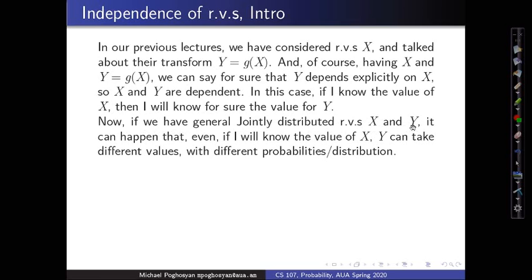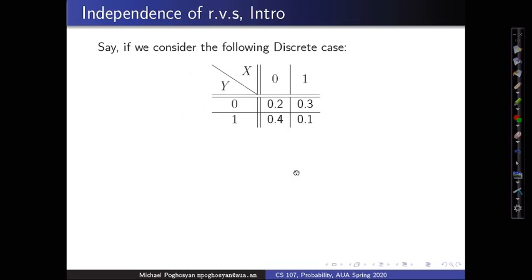Now, if we have general jointly distributed random variables x and y, that is, x and y are just random variables defined on the same sample space, on the same experiment, it can happen that even if we know the value of x, y can take different values with different probabilities and distribution. So let me give an example.